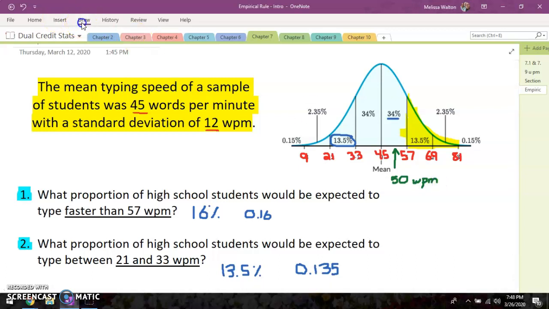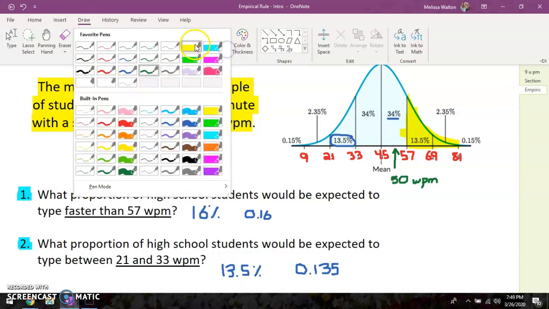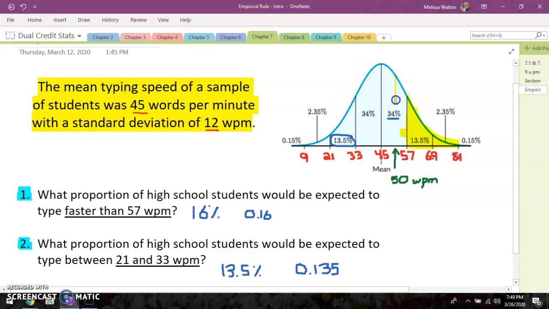Well, looking at this, if I were to highlight what I've got going on here, looking at 50, this is in between these two standard deviations, between my mean and one standard deviation. So our empirical rule isn't going to be super helpful. Obviously it's going to be more than 16%. Here's 16%, here's in between, but it's not exactly half of 34. So that is where we are going in this chapter. We're going to start to talk about, what if it doesn't lie perfectly on a standard deviation? How can we figure out those percentiles?